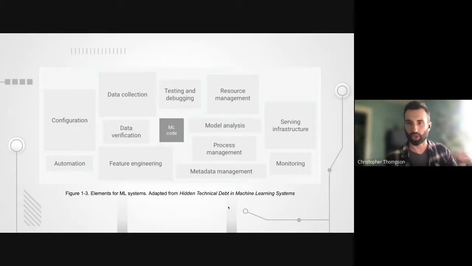And that paper talked about, okay, we're building models, but there's all this other stuff that goes along with supporting that model. It's not just a model, right? There's so much other stuff: feature engineering, process management, monitoring the model. How do we do all of this? And this is where MLOps comes out of, right?